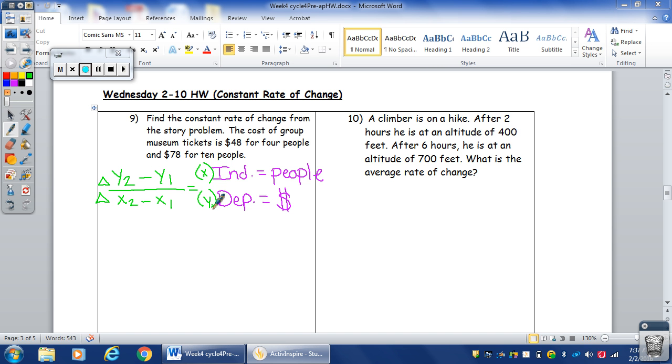Okay, so I see my first x, the first number mentioned. It says the cost of group tickets is $48 for 4 people. So x1 would be my 4, because that's 4 people. I'm just setting this up so I can plug it into my formula. Then the cost for that, so we'll call that y1, was $48.